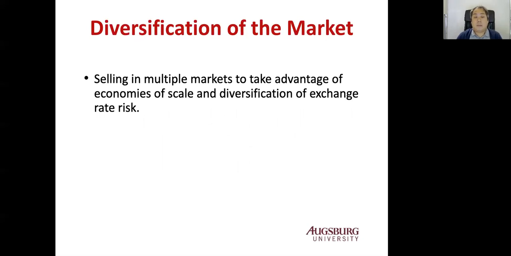Diversification of the market. I mean, they can sell in multiple markets to take advantage of economies of scale and diversification of exchange rate risk. So many MNCs, multinational companies, sell goods in various markets, so that they can be exposed to some exchange rate risk from one market, but they can get offset from other markets. Okay, so that you can get benefit from diversifying the market internationally.